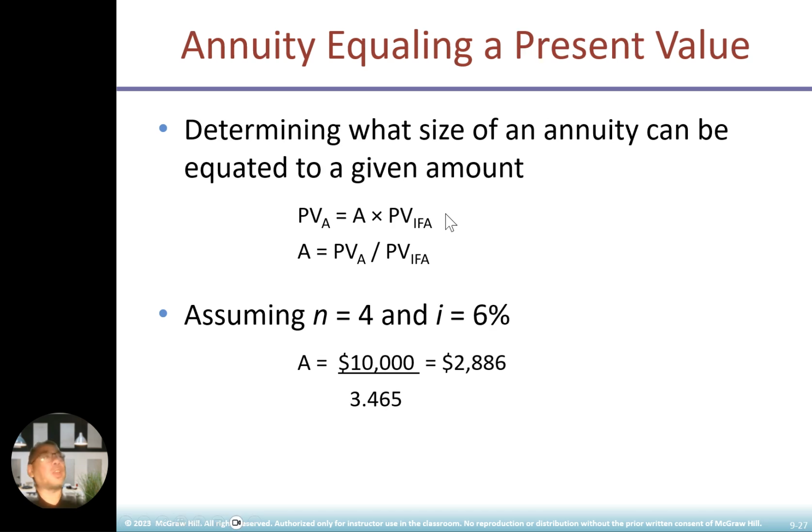Moving on, determining the annuity value given the present value amount: present value equals A, the annuity, times the present value interest factor annuity. What is the annuity? It will be the present value annuity divided by the present value interest factor annuity, assuming N equals 4 and I is 6%. So A equals 10,000 divided by 3.465, and A will be 2,886. That's how you get that number.